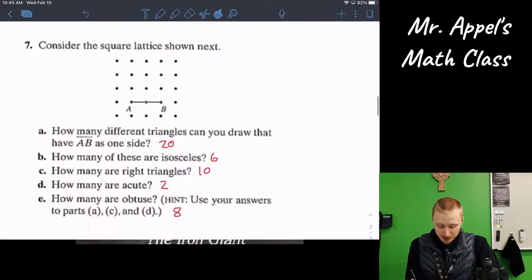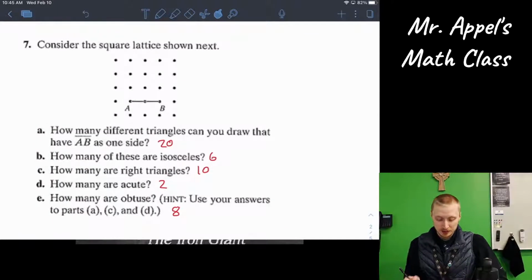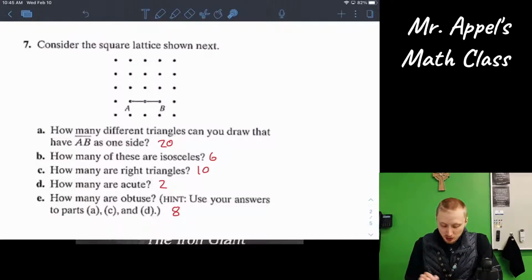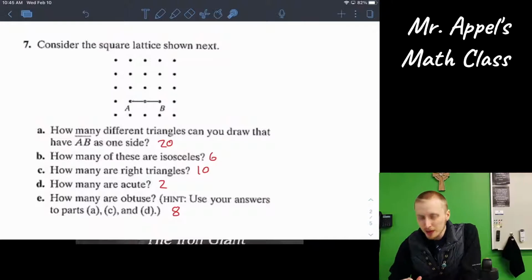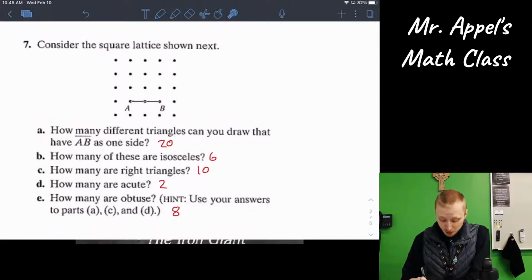Okay, and then number 7, consider the square lattice shown next as just a grid of dots. How many different triangles can you draw that all have segment AB as one side? There are 20 total possible triangles. Yes, you could draw them all in. In fact, you might be drawing many of them to determine the isosceles, the acute nature of them. But there's a really fast, easy way to determine there's exactly 20 possible triangles.